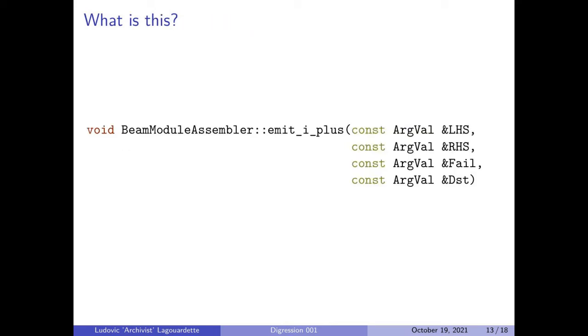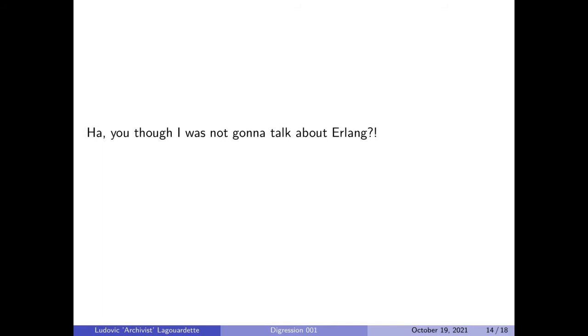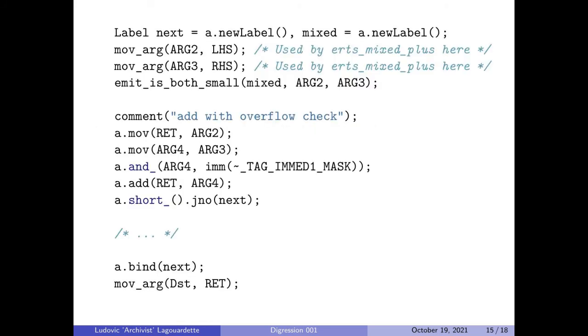Anyone knows what this is? This is what generates an integer addition in the BEAM, the virtual machine of Erlang. Hi, you thought I was gonna do a talk without talking about Erlang? So this function is rather simple. It makes a label in case things would fail. So you get two labels here. So we will read the two arguments, the left-hand side, the right-hand side.